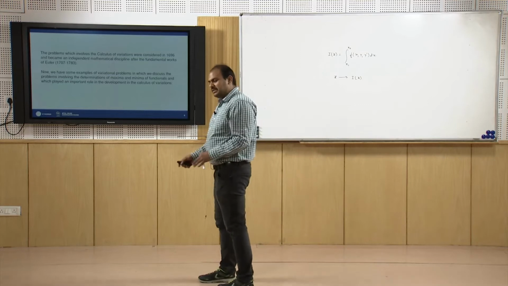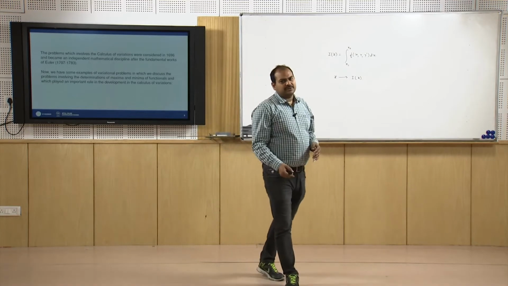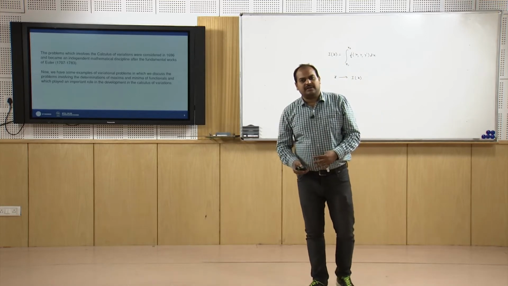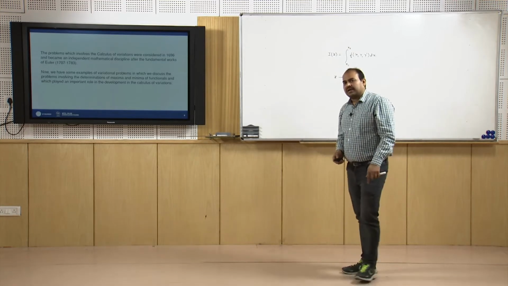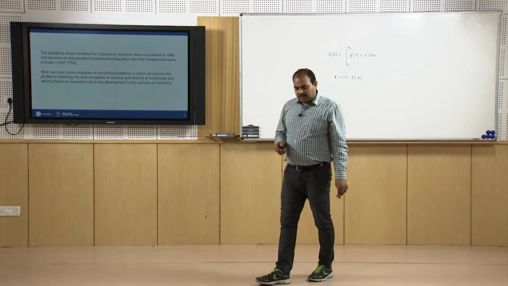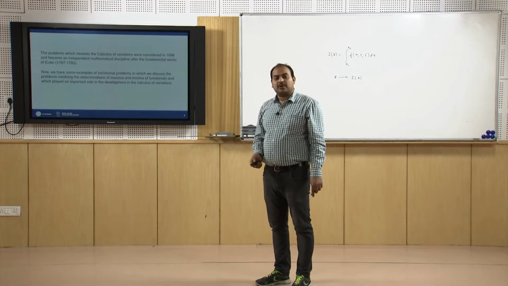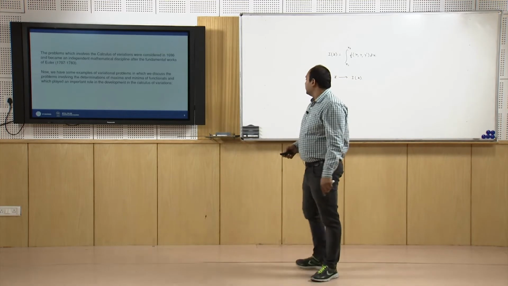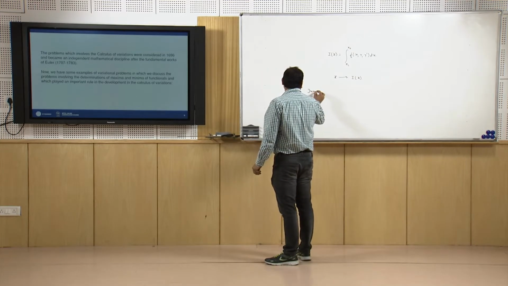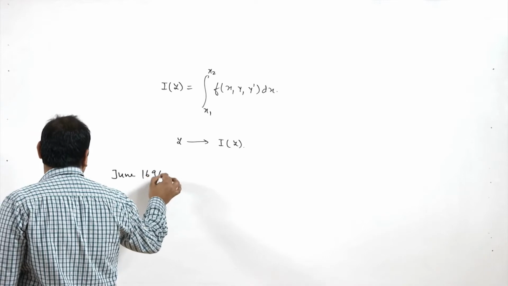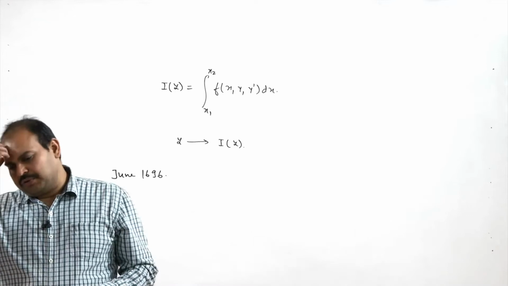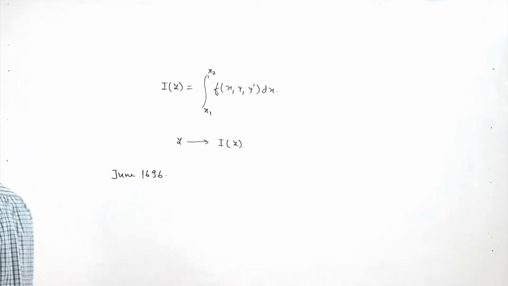Now we try to discuss certain problems of calculus of variation, which are supposed to be the beginning point of the classical calculus of variation. In fact, it is the work of John Bernoulli. He posed a problem in June 1696, and that problem is known as the Brachistochrone problem. So that we are going to discuss as follows.